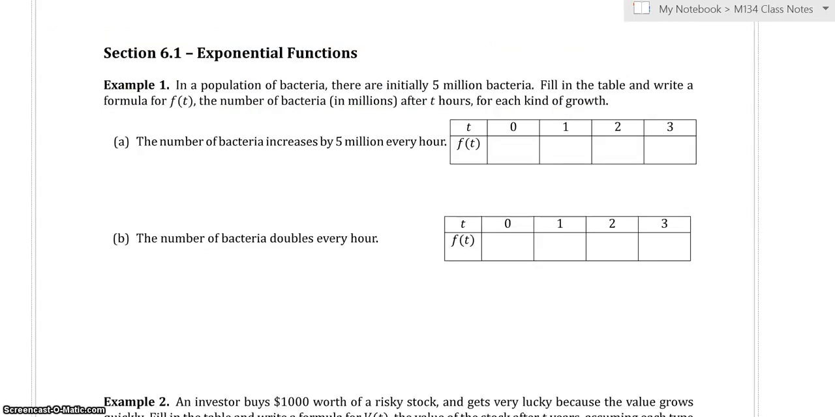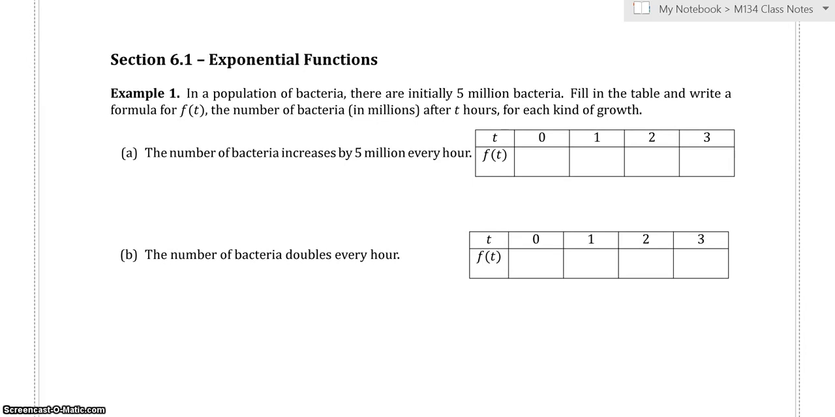So now let's start with our notebook. On page 94. Example 1. In a population of bacteria, there's initially 5 million bacteria. Fill in the table and write a formula for f of t, the number of bacteria in millions after t hours for each kind of growth.